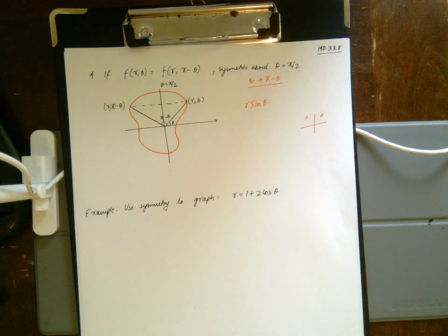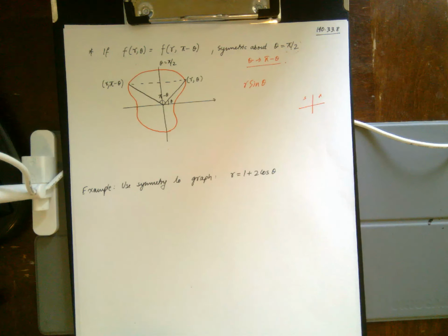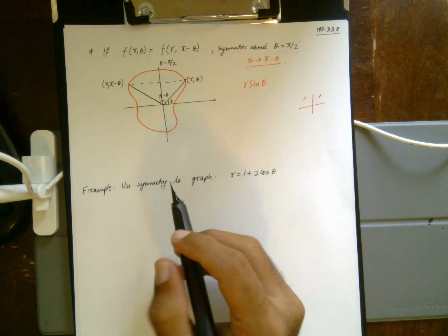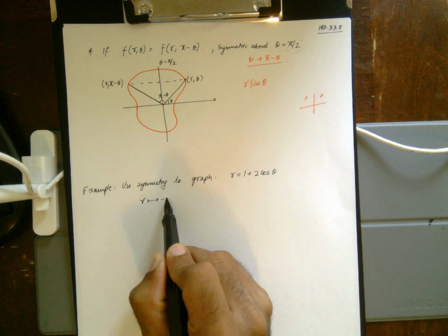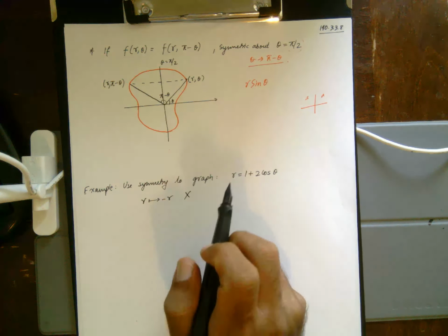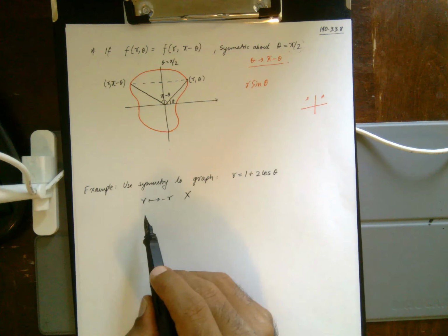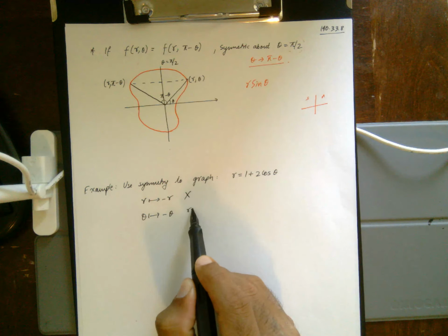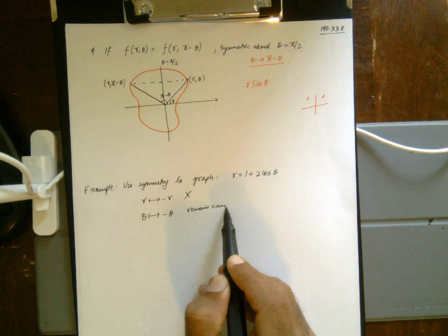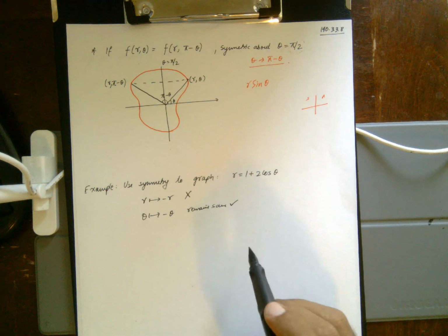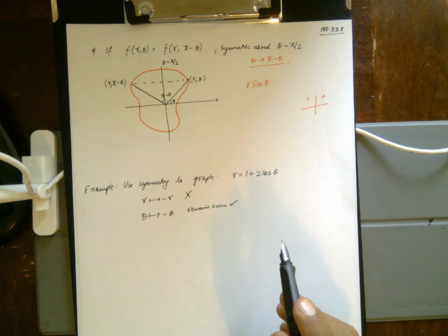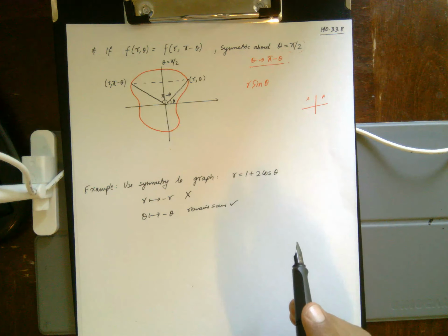Okay, let's use symmetry to graph this particular function, which is given r equals 1 plus 2 cosine theta. First of all, a clear observation: changing r to negative r is not valid because that changes everything. Changing theta to negative theta, it all remains the same. So that's good. It means it has symmetry about the polar axis, meaning whatever is on top is going to be the same as that in the bottom.